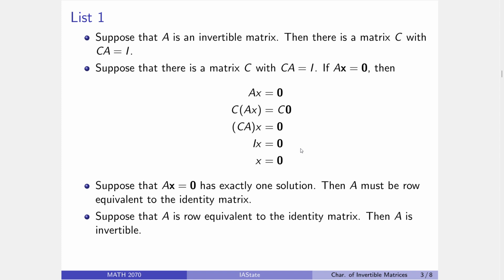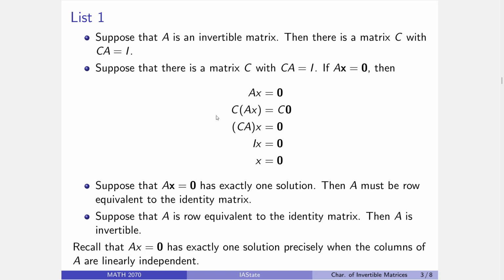And look, we have closed the loop. If you started with an invertible matrix, then I can find a matrix so that multiplying on the left gets me the identity. That tells me that AX equals 0 has exactly one solution, and as we've already discussed, that forces you to be row equivalent to the identity, which we noted is equivalent to being invertible. There we go. So now we find that being invertible only needs multiplication on the left to get me the identity. I don't need to know it multiplies on the right to work. That's quite nice.